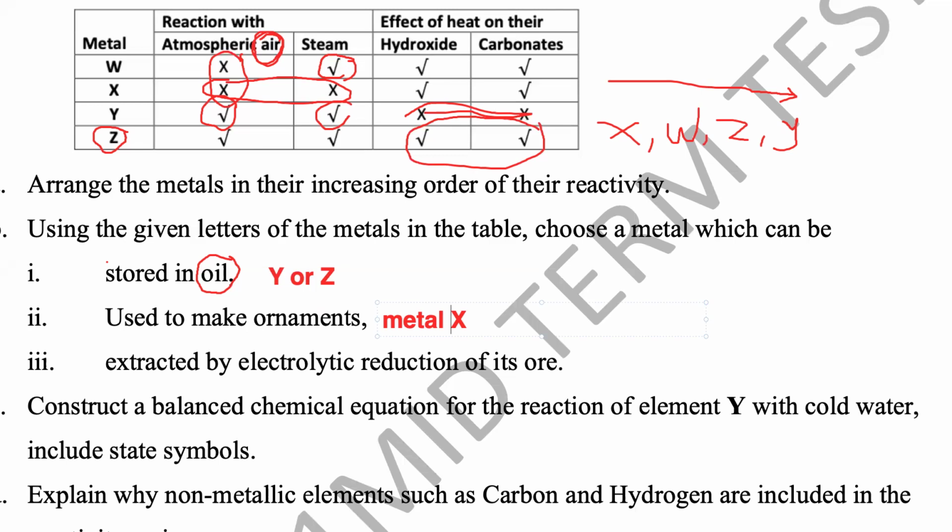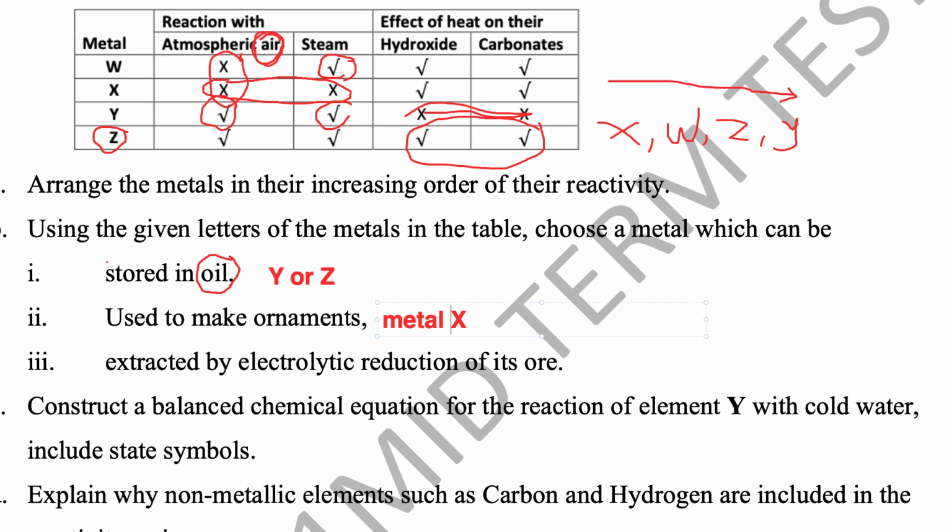And then 3 says, choose a metal which can be extracted by electrolytic reduction of its own. Which metal can we extract using electrolysis? We can use W, or even a, no. W is a metal that can, oh yes, okay, W is okay. It's able to react with steam. Yes, okay, those there we are at liberty. But the best answer that we would go for is Z.